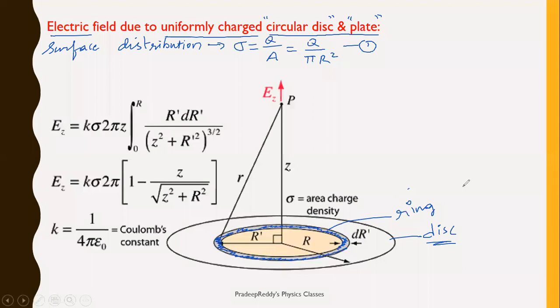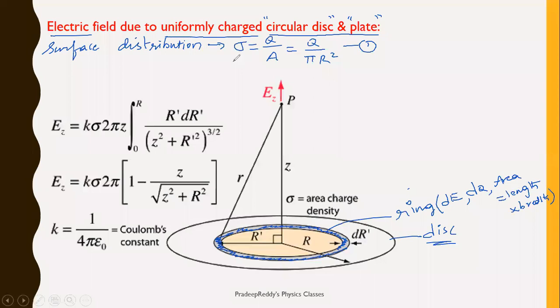Because of this ring, it will have some field dE, and this ring has charge dQ, and this ring has an area which is equal to length into breadth, right? Because we are dealing with surface charge density. For surface charge density, remember that you should take area.